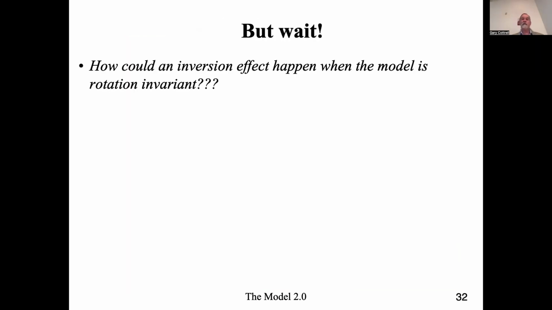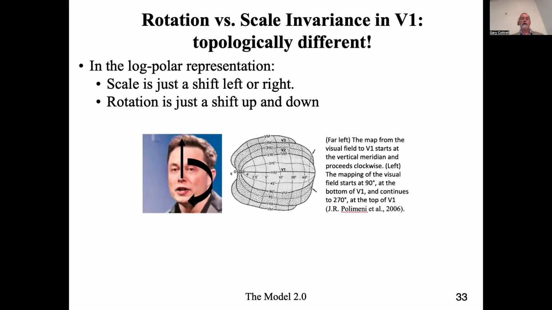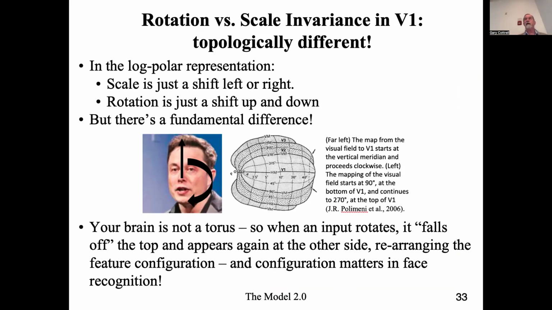Okay, so how can an inversion effect happen if the model is rotation invariant? And the answer is there's a topological difference between rotation and scale in the log polar plane. In the log polar representation, scale is just a shift left or right. Rotation is a shift up and down. But there's a fundamental difference. Rotation is a circle group. And your brain is not a Coke can. So when the input rotates, it falls off the top and appears again on the other side, rearranging the feature configuration.